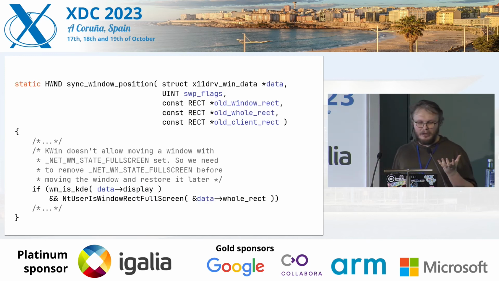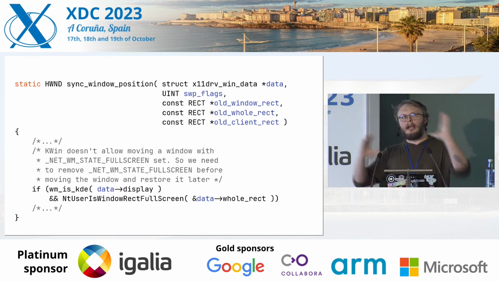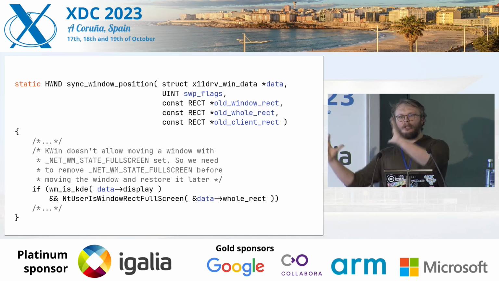For example, KWin doesn't allow moving a window where you have NetWM state fullscreen set. So sometimes applications want to move a window. So let's go to settings and switch which display the window should be on. So we just move the window and it's still fullscreen, right? It works on all the window managers except for KWin, so we have a little bit of special casing.